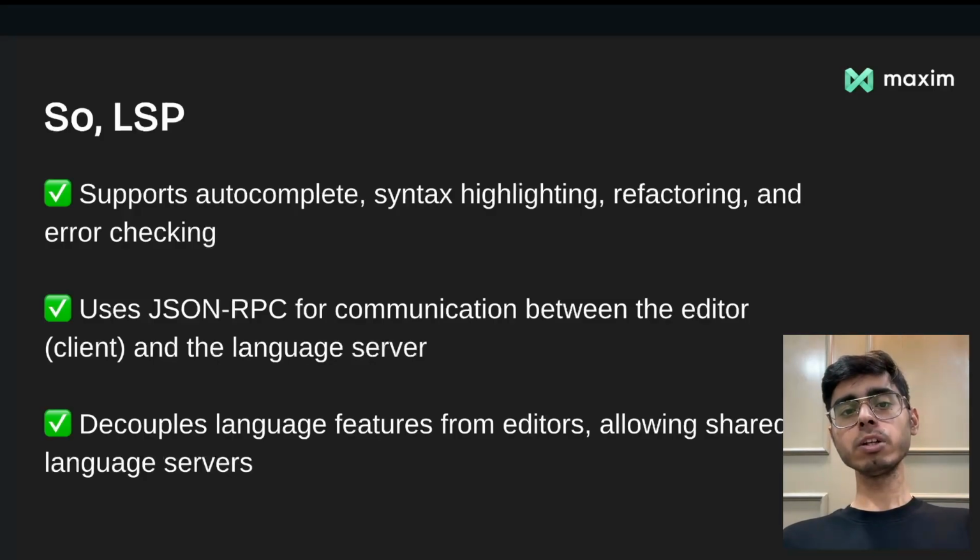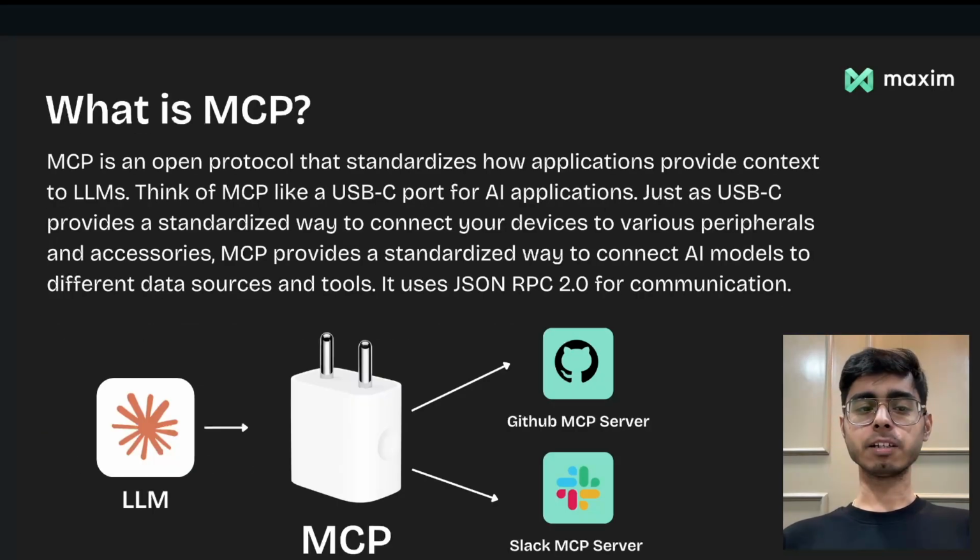But when your end goal is to create autonomous end-to-end agents, then MCP, that is Model Context Protocol, can help you in a much better way. So what exactly is this MCP? It is an open protocol that standardizes how applications provide context to LLMs.